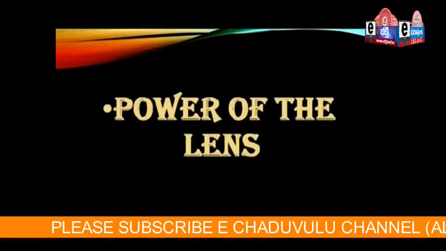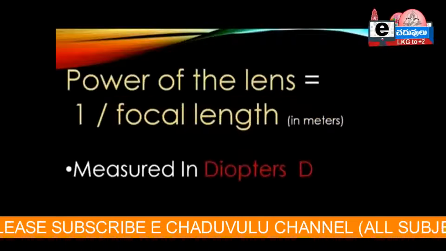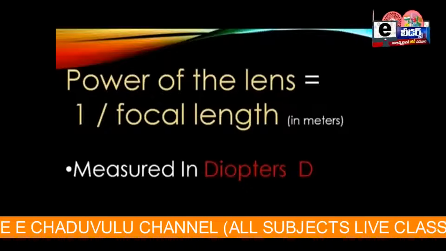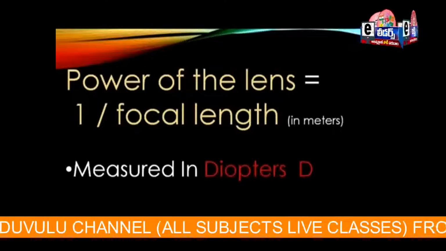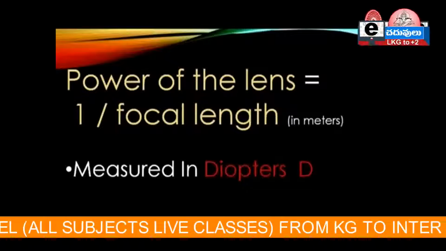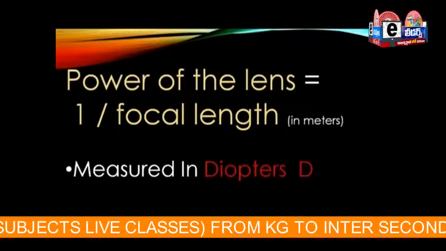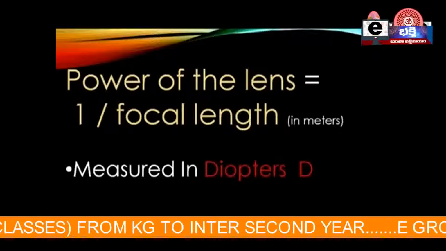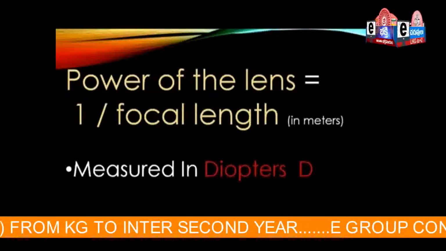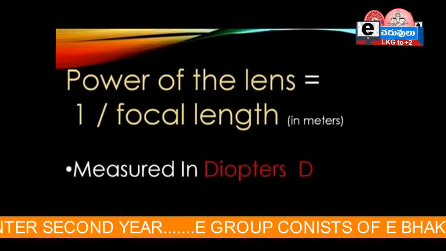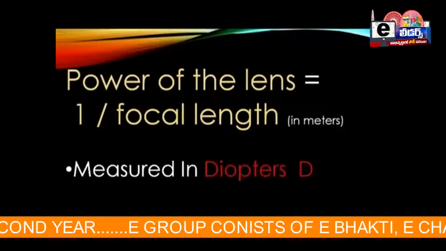Power of the lens. After the calculation of the focal length of the lens, we have to substitute the focal length in the formula given in the slide. Power is equal to 1 by focal length in meters, or power is equal to 100 by f in centimeters. Power will be measured in diopters. Likewise, we can calculate the power of the lens we require.